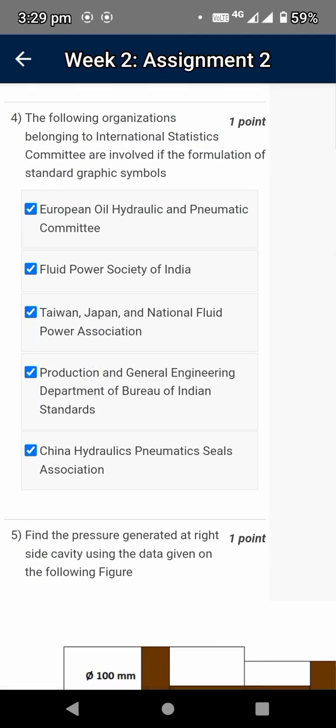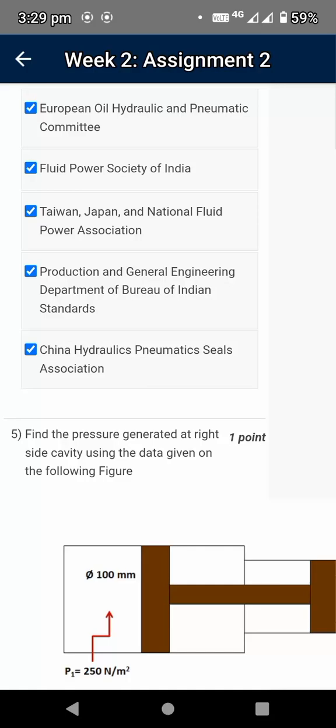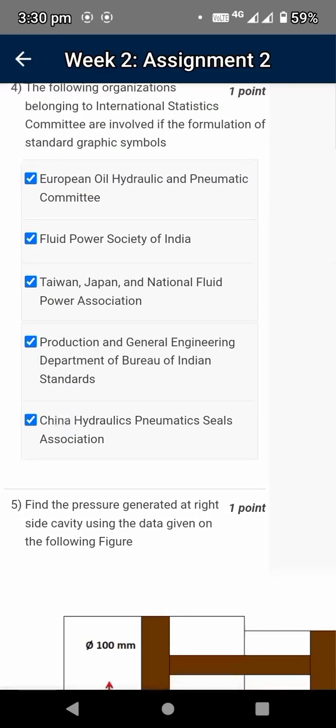Question number 4 asks which organizations belong to the International Standards Committee. All the answers are correct. You can check this in the NPTEL videos also. All the committees, the European Committee, Taiwan, Japan National Power Association, China Hydraulics and Pneumatic Seals, Production and General Engineering, Fluid Power Society, all the answers are correct.